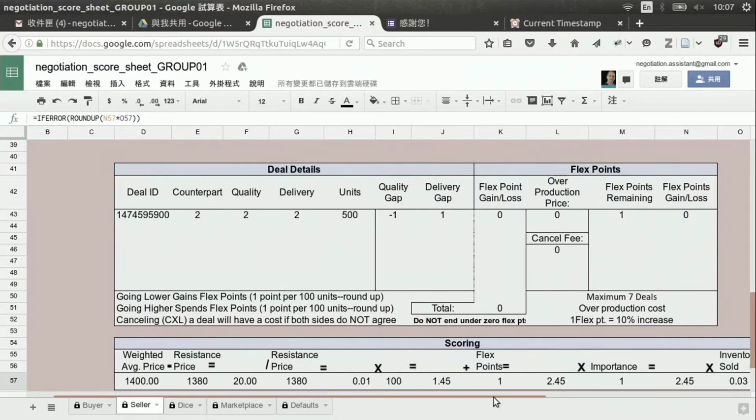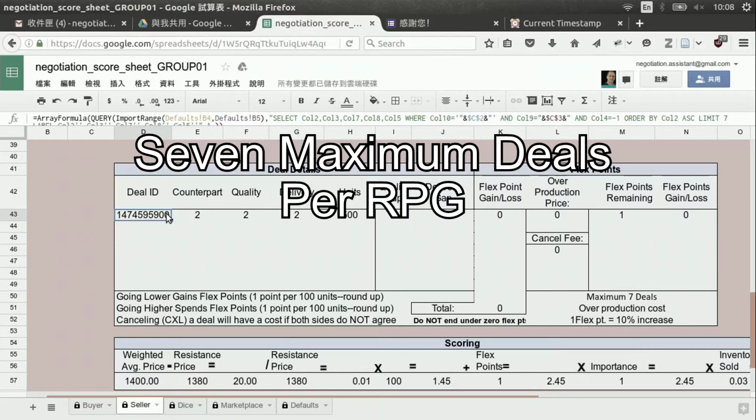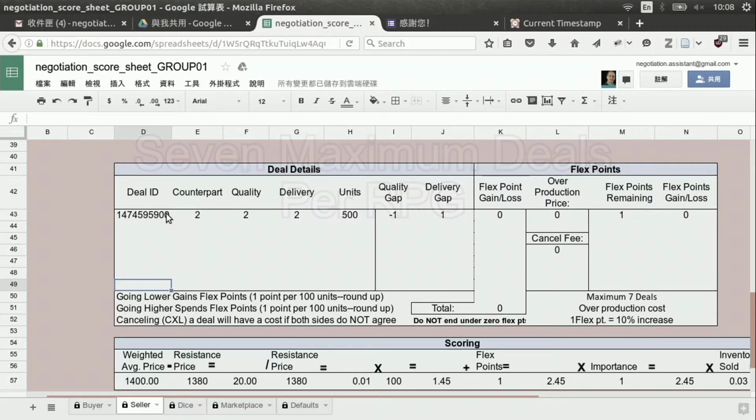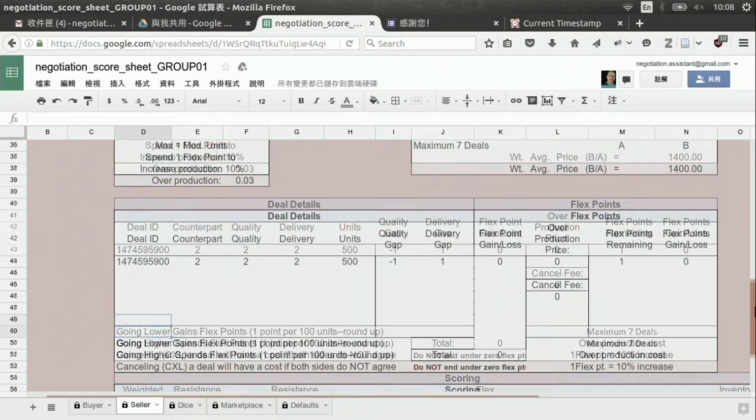Now, one thing to pay attention to is you do have a limited number of deals you can make. So let me see, how many is that? 1, 2, 3, 4, 5, 6, 7 spaces for deals. So that's a little bit limited. You need to pay attention to that. Now, we are a seller, so we do have one more special case for a seller. So let's go ahead and look at some of the special rules now for the seller.